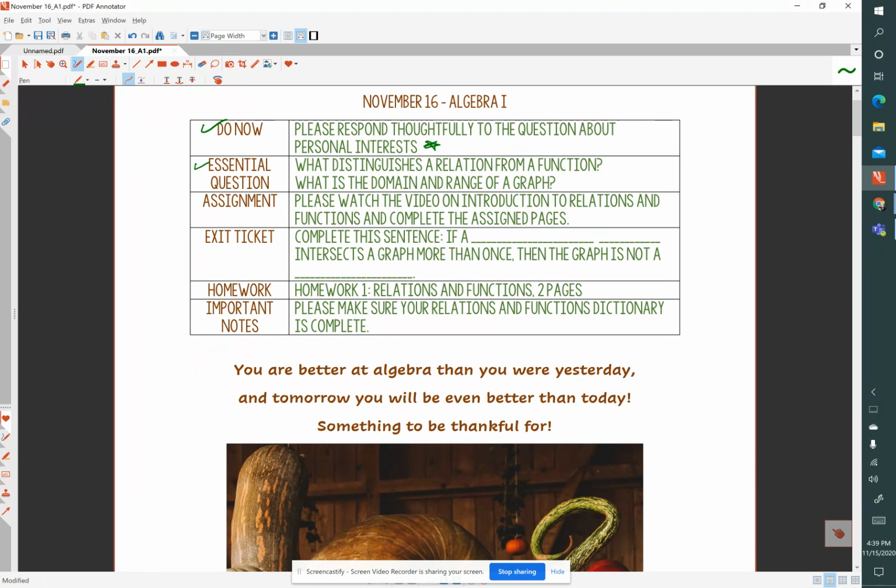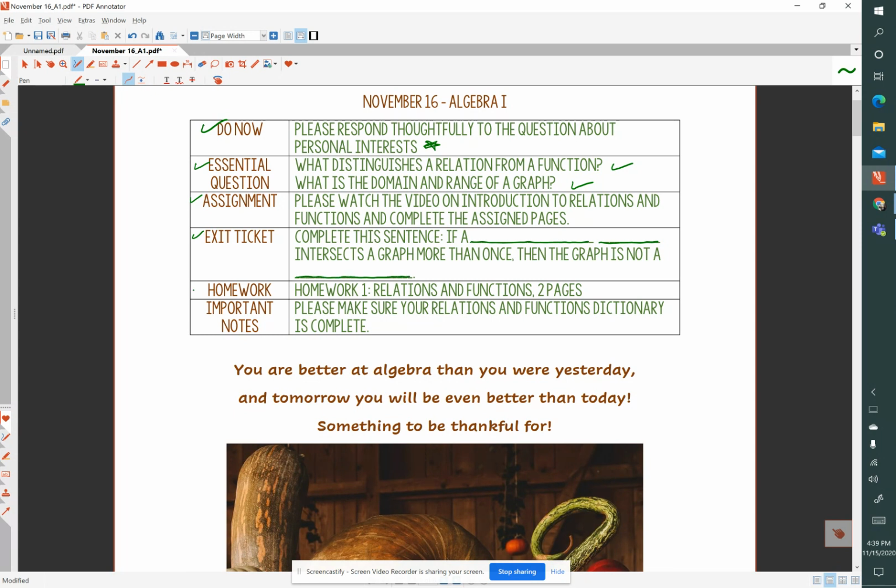Our essential question will be what distinguishes a relation from a graph, and what is the domain and range of a graph. Our assignment will be to watch the video and complete the assigned pages. There are a lot of pages, but I don't think you'll find this work particularly difficult. Our exit ticket asks us to complete the sentence: if a blank, well, actually two blanks, intersects a graph more than once, then the graph is not a blank.